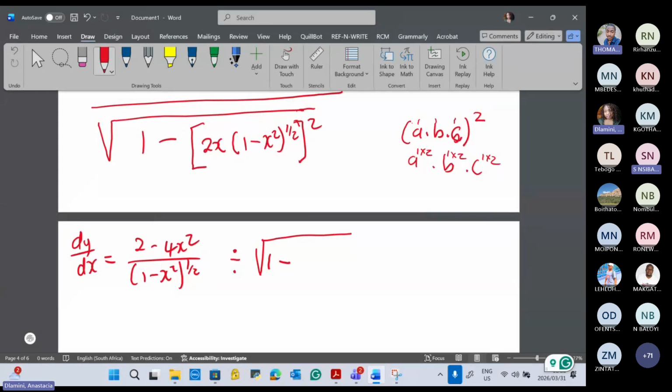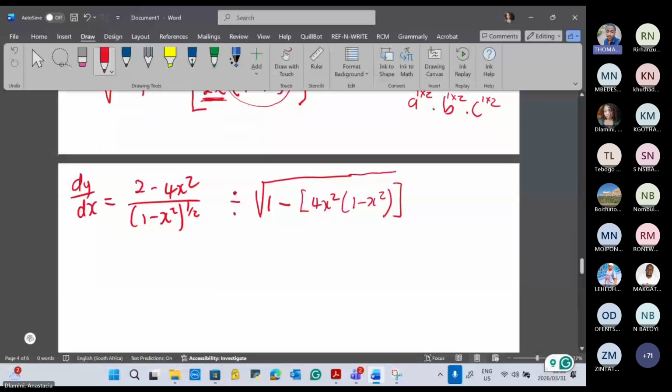Yes. So meaning that in this one, we square these ones, isn't it? So this becomes 4x squared, yes. And then we square this one. It becomes 1 minus x squared. Are we together there? Yes, ma'am. 2 times 1 over 2, yes.